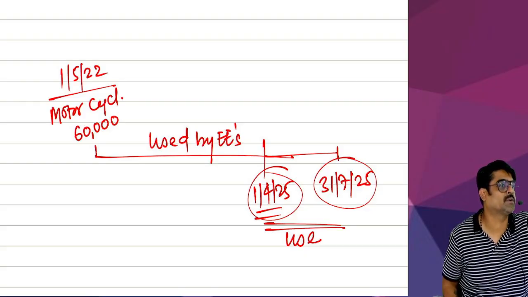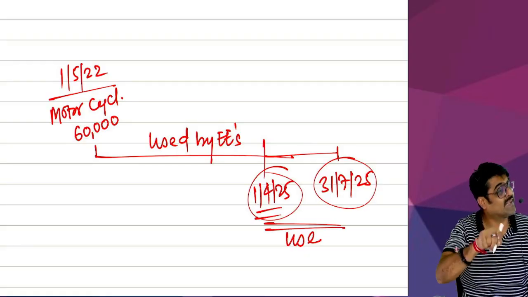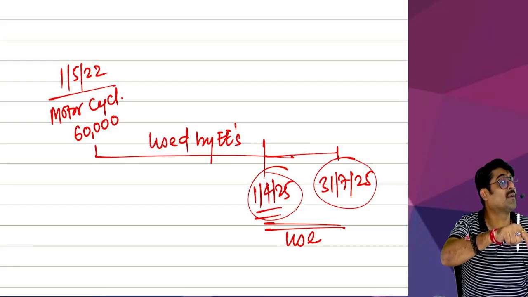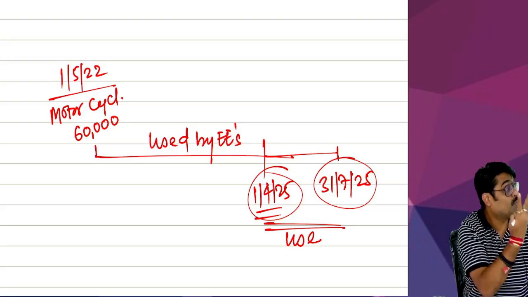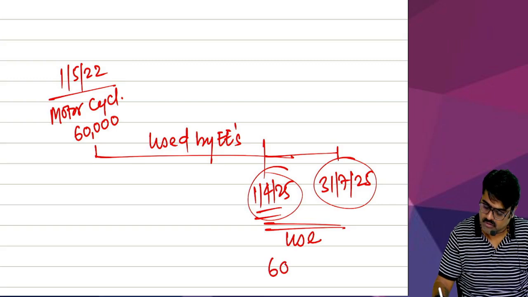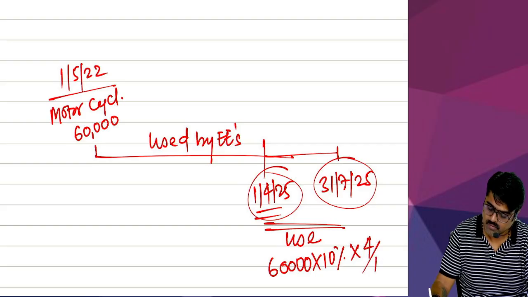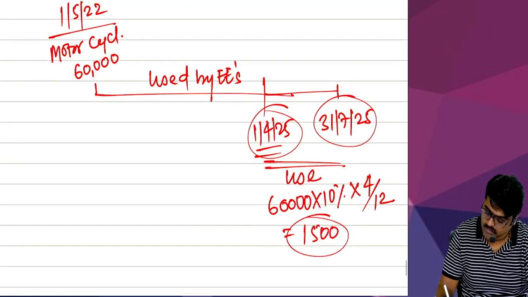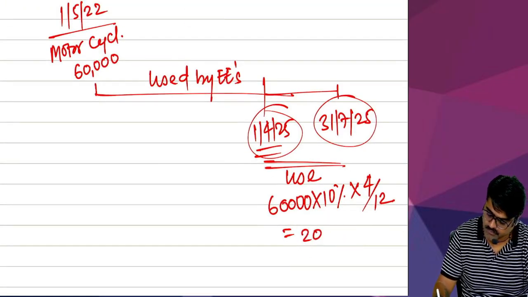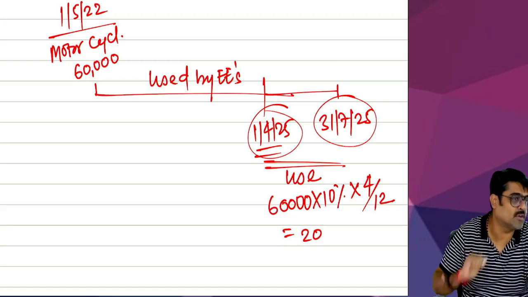And that benefit will be how much? 60,000, which is the actual cost, multiplied by 10%, 6,000. But that 6,000 will not be taxable, because that 6,000 is per annum. We'll have to take the benefit of only 4 months. So 60,000 into 10% into 4 by 12. How much? 2,000. 4 months, no? April, May, June and July. 4 months.